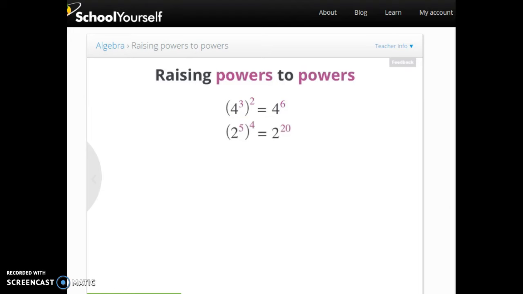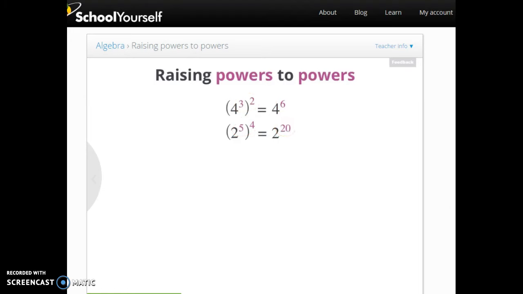You might have noticed a pattern here. When you raise a number to one power and then to another power, that's the same as raising it to a single power that's the product of those two other powers. So up here, 3 times 2 equals 6, and over here, 5 times 4 equals 20.